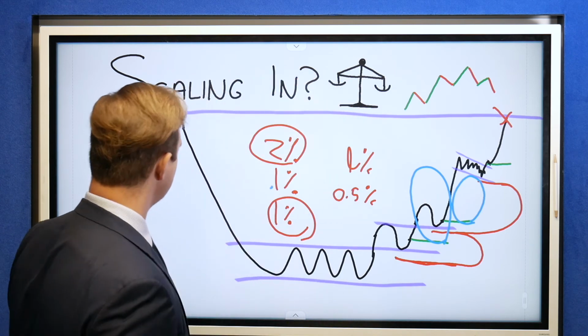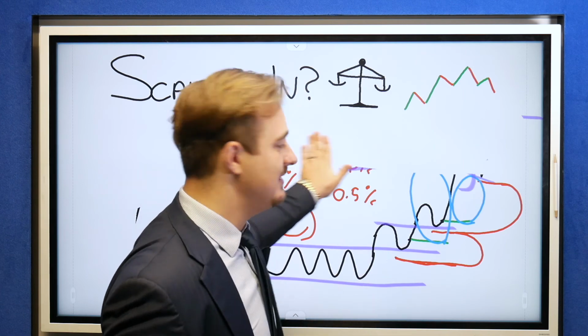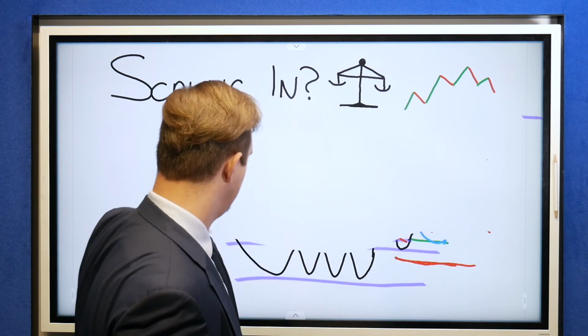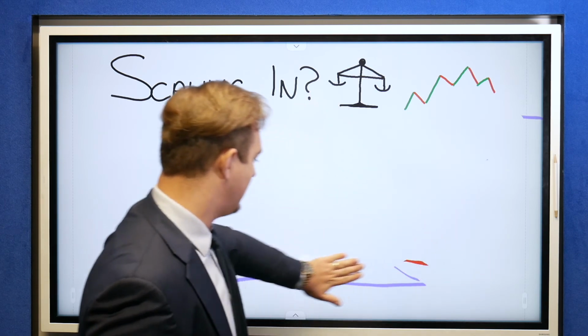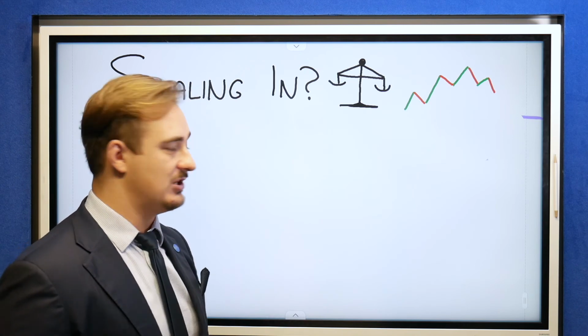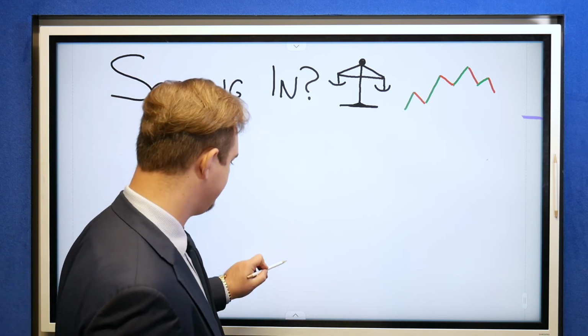So the big thing that we want to be looking for when we do scale in is we want to see another entry, okay? That's very, very important, because we can't just take a trade blindly. A lot of people think, like I mentioned earlier, a lot of people take trades just blindly because the market's starting to move in their favor, which is completely wrong.